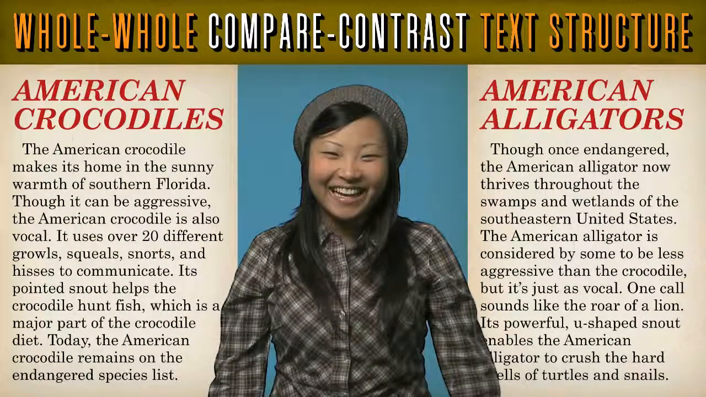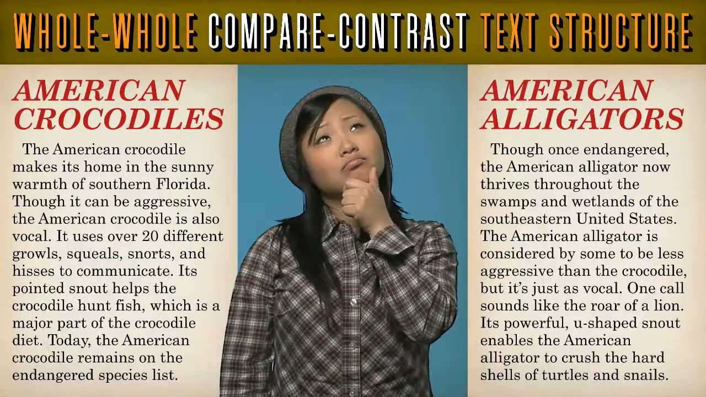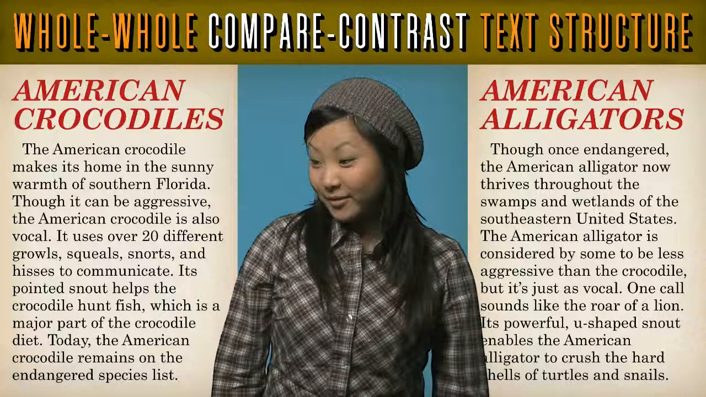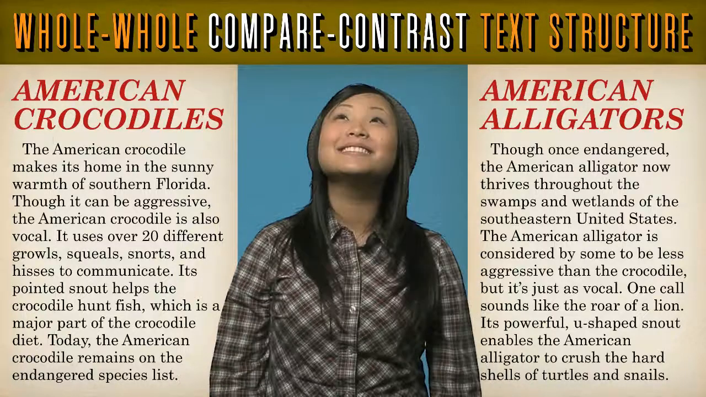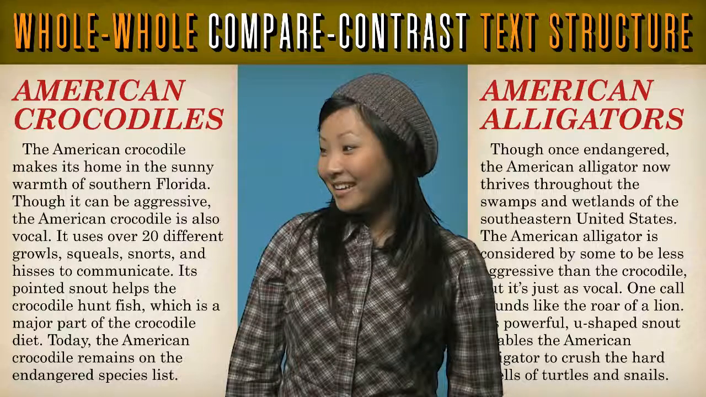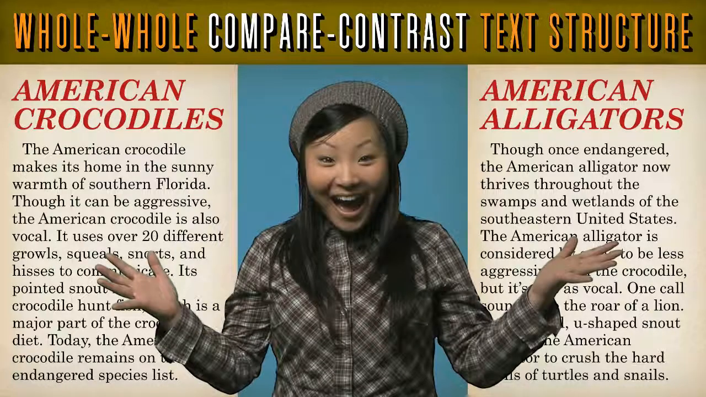Kiosks are always helpful. This text is similar to what I've seen in other exhibits. Compare-contrast text structure shows me how American crocodiles and American alligators are alike and different. As I read this information, I'm thinking that the author uses whole compare-contrast text structure. I know this because two complete passages are being compared. First, he provides the whole passage about the American crocodile. Then, the entire passage about the American alligator. There's quite a bit of info here.